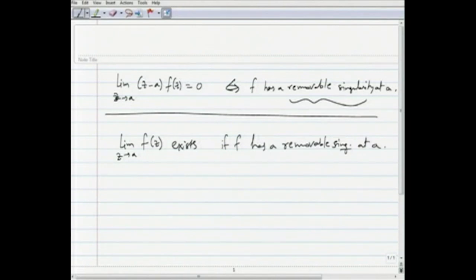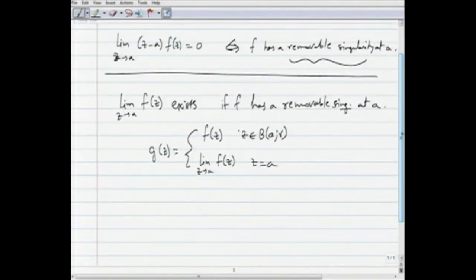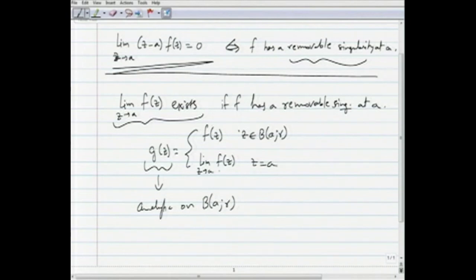Sing means singularity. And then what we have is g of z is equal to f of z for z belongs to B bar, and it is equal to the limit as z goes to a of f of z if z is equal to a. So, that is your redefinition of f. This g is now analytic on B; last time we proved this. In retrospect, this exists if and only if this limit exists, so we can define g of z to be this at z equals a, so that g of z is analytic on B.